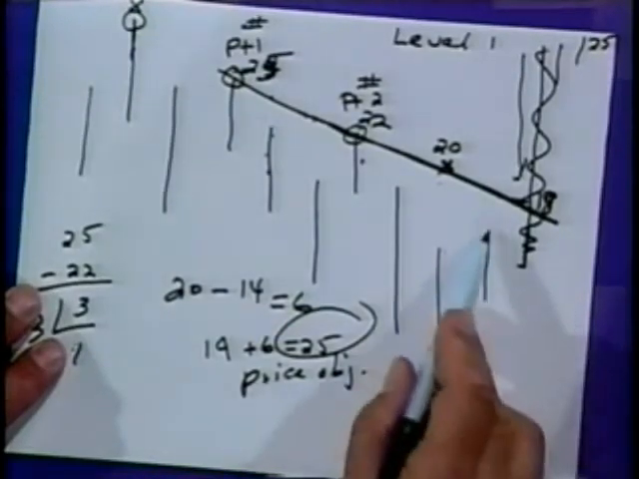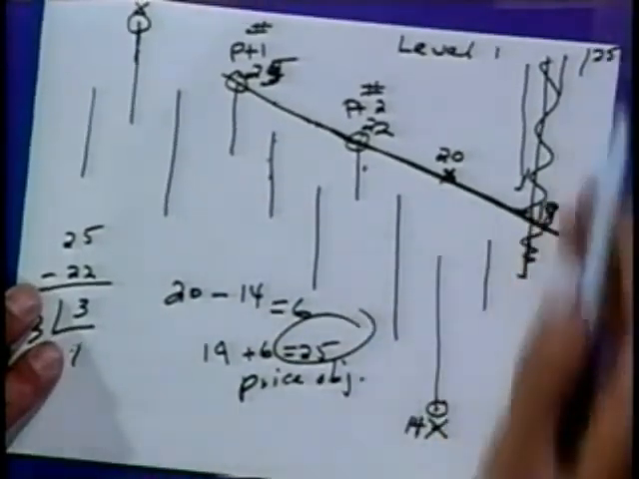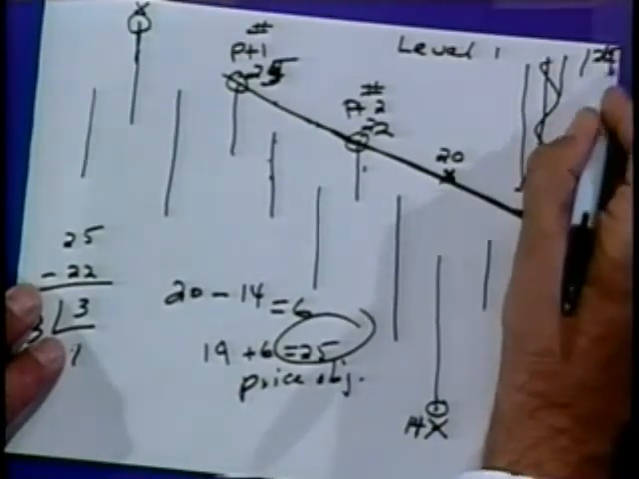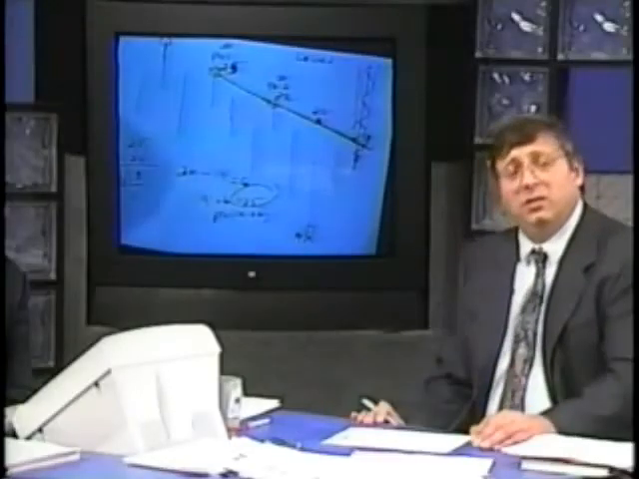Now, when you get to this level, we should have made this 18 probably. You have 2 additional days here. And when you break off to the upside, you take the 20 minus 14, add 6 to it, and this would be 24. But that's basically the approach.